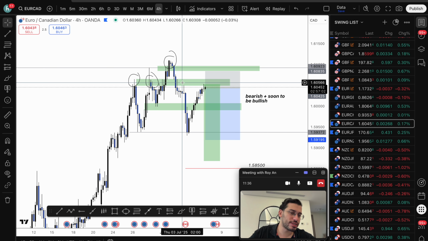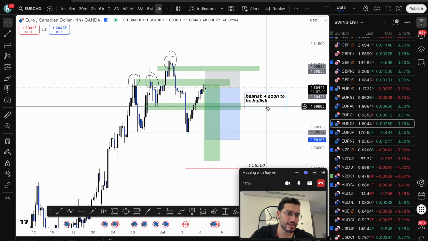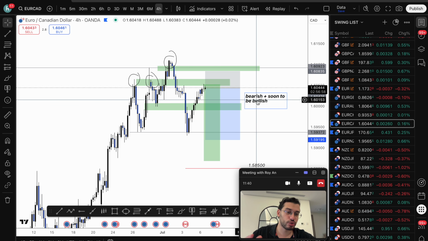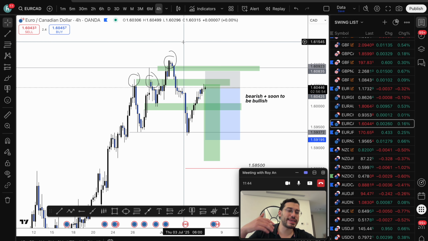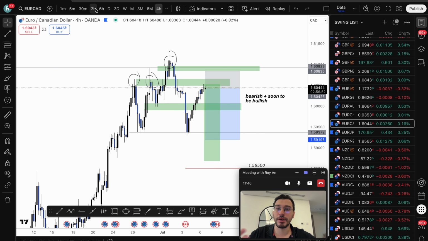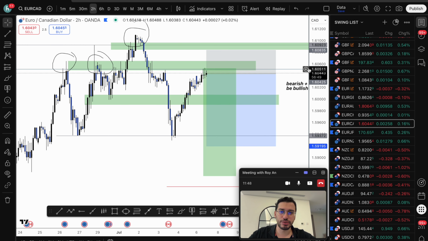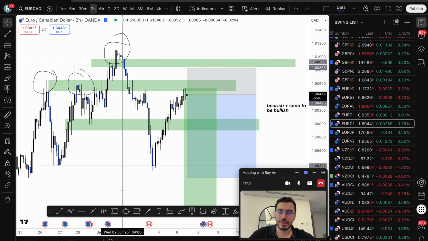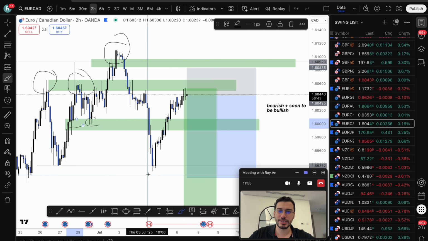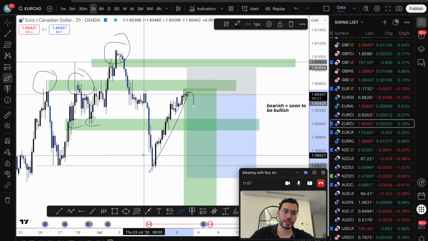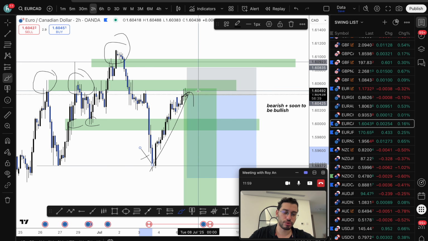Now, there is a risk that I'm taking for this trade. You can see that I wrote bearish plus soon to be bullish. So there's a specific risk that I'm taking for this trade with an increased risk than my usual trades, which is if I go down to the 2 hours right now, I can see that the market created these bottoms right here, 1, 2, and then the market started pushing through to the upside from there. We liquidated down and then we pushed through to the upside from there.